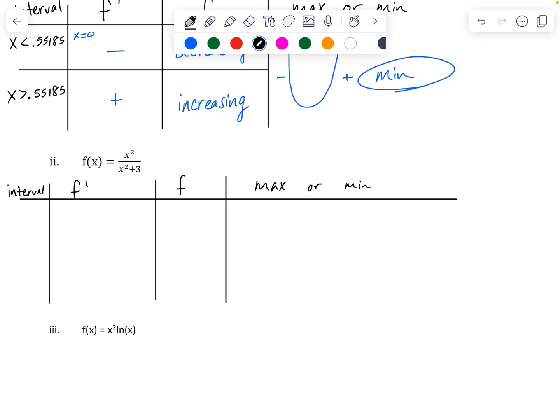So let's look at our derivative. Low d high, high d low, square the bottom. There you go. So if I take the derivative of x squared over x squared plus 3, what I'm going to get is f prime equals 6x over x squared plus 3 squared.